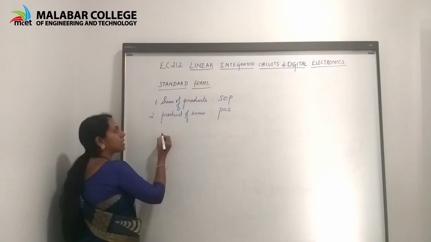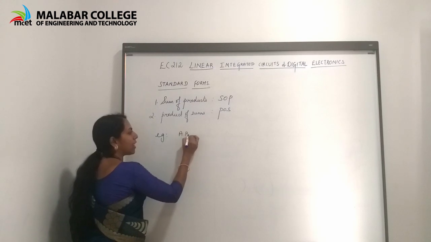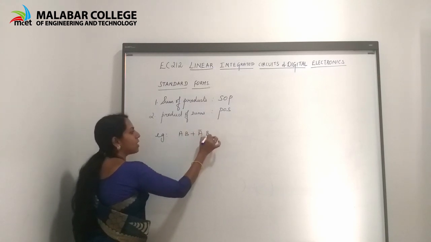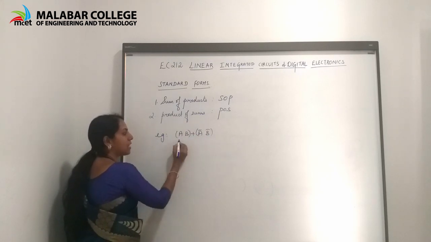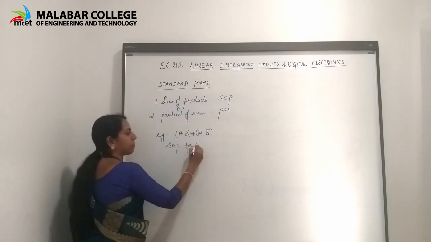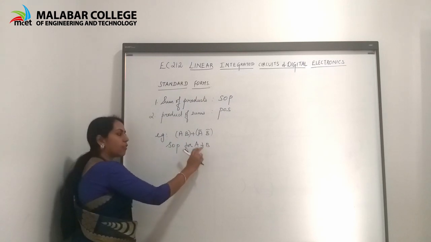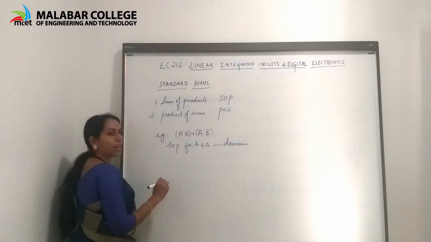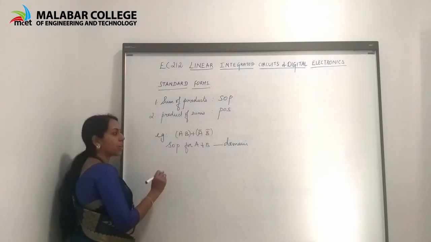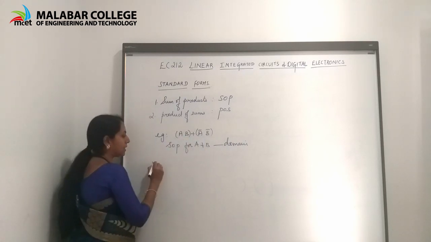So sum of products means, for example, some variables are there. This is an example for sum of products of two variables A and B. So this is an example of SOP for A and B. Variables are A and B. Either these variables can be called variables itself, or they can also be called the domain of a function. This is an example for sum of products.